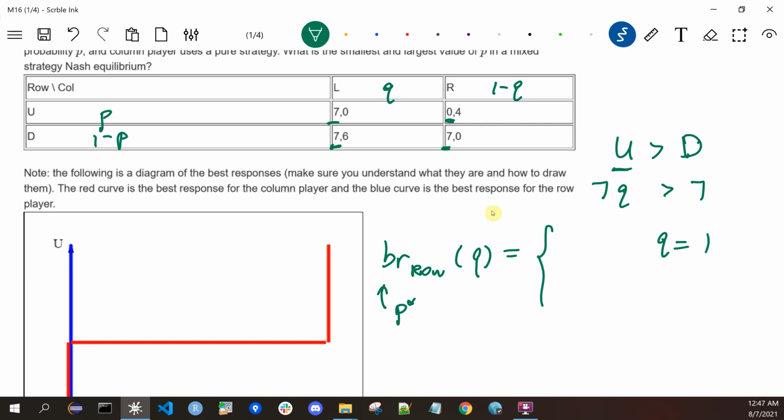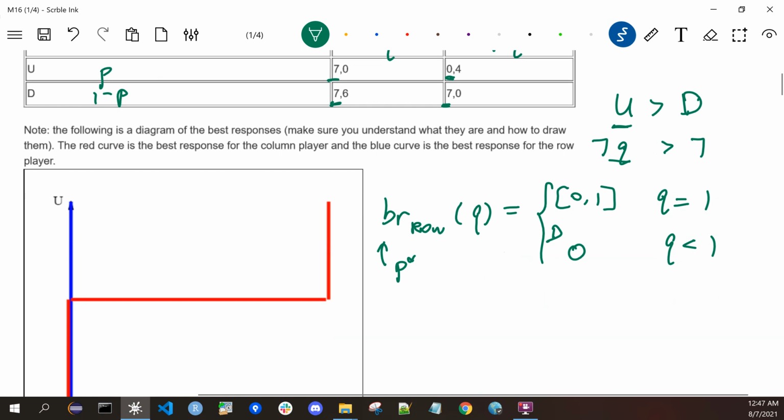So we only want to divide it into two cases, when Q is equal to 1 and when Q is less than 1. If Q is less than 1, then 7Q is less than 7. So D is actually preferred. So I will always be playing D, and that means P would be 0, because P is the probability of playing U. And similarly, when Q is 1, then it means they are equal, so I don't care. So I can mix any way I like. So any number between 0 and 1 will be okay.